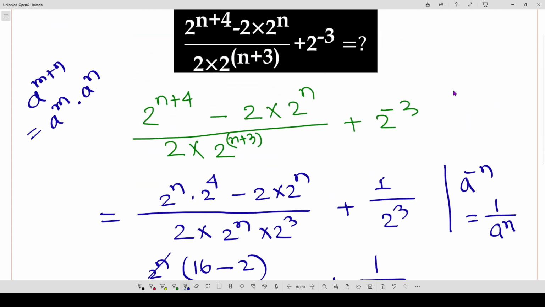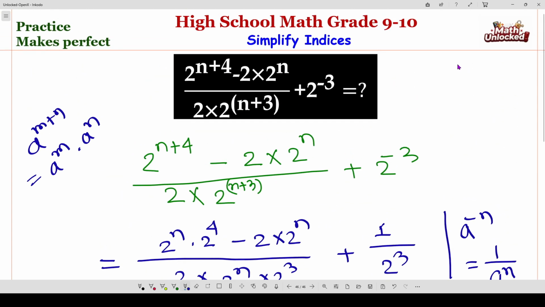Very simple. So very easy way we are trying to solve this one. In this channel, you will get lots of math based on indices. So please stay with me and let me know what kinds of math you need.